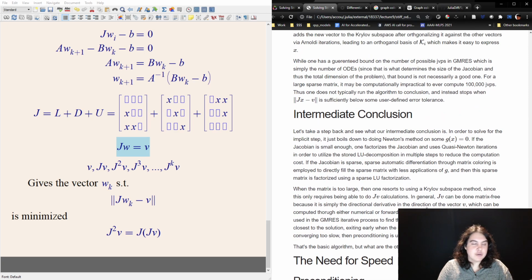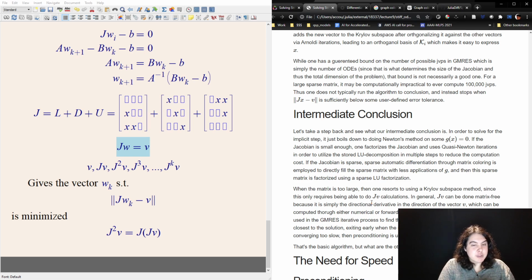So that's the intermediate conclusion, right? There's two methods that could be faster. One is to really easily and quickly build the sparse Jacobian and then factorize the sparse Jacobian if that fits into memory. Or if the Jacobian doesn't fit into memory, we can use these Krylov subspace methods.